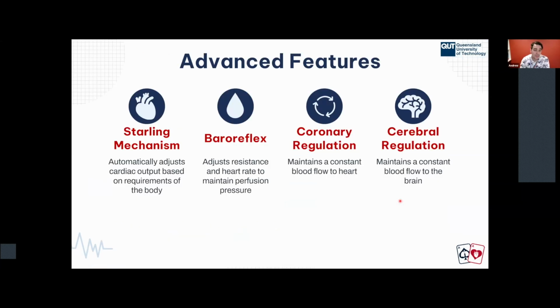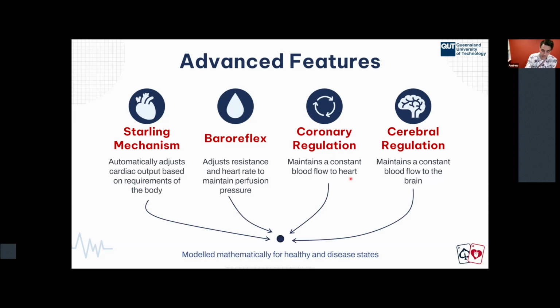You can also add some very cool advanced features to your mock loop. So you can have a Starling mechanism, which automatically adjusts heart output based on the requirements of the body. You can have a baroreflex, which adjusts resistance and heart rate to maintain perfusion pressure. You can have coronary regulation, which maintains a constant blood flow to the heart, or cerebral regulation, which maintains a constant blood flow to the brain. All of these can be mathematically modeled for healthy and disease states.